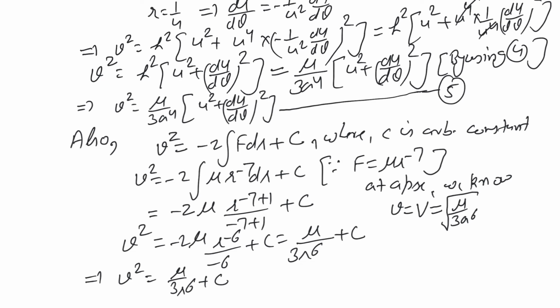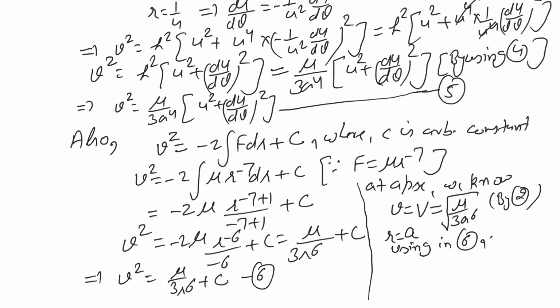This is by equation number 2. Okay, and at apse r is equal to a. So using these in this particular equation number 6, we get v square, which is mu by 3 a^6, equal to mu by 3 times a^6 plus c. This will cancel out. This implies that c is equal to 0.